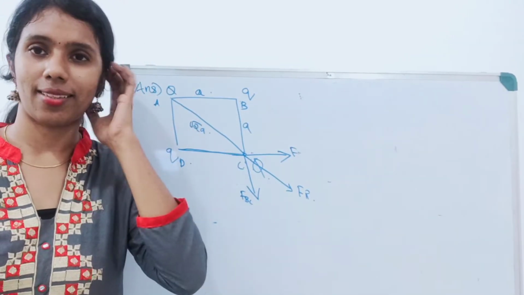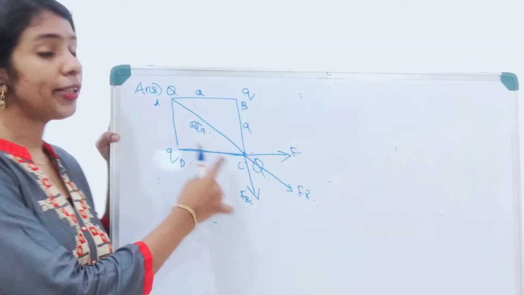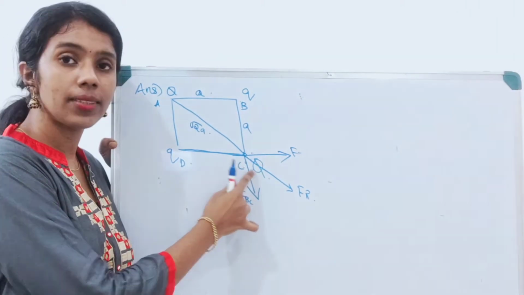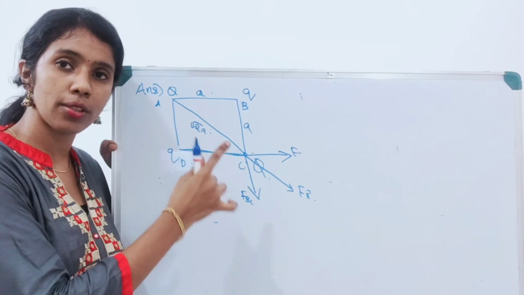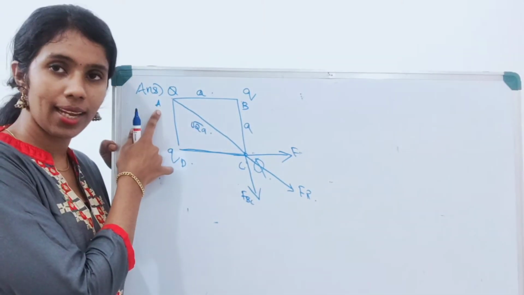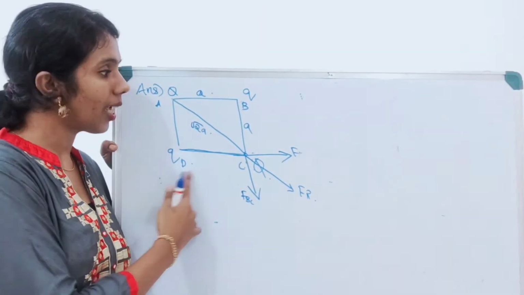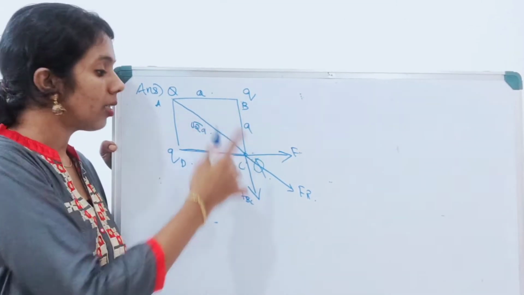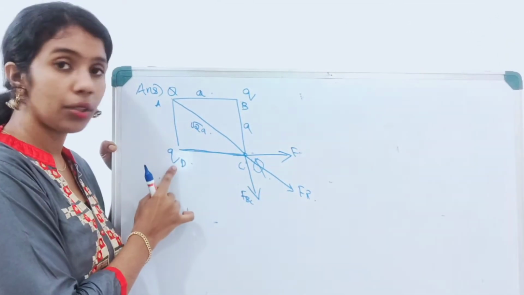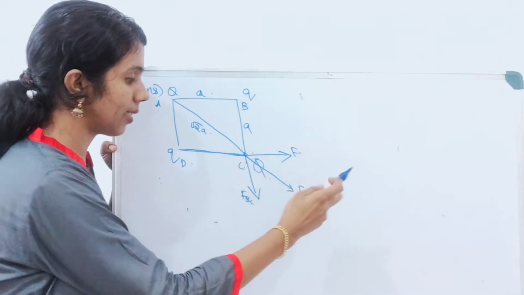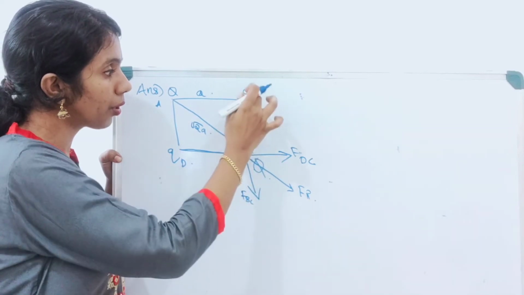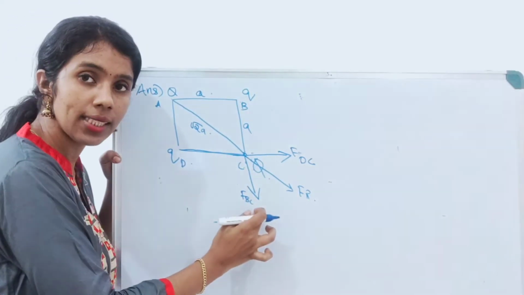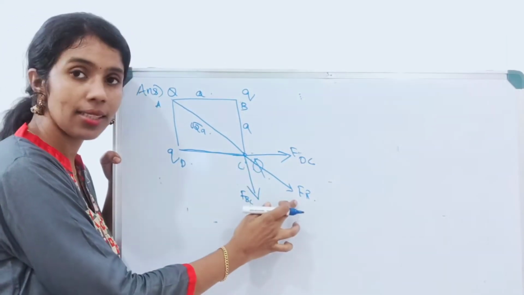Here is the solution for the question. We are going to find the force experienced by the charge which is kept at C. This charge experiences a force due to plus Q which is kept at A, and Q kept at D, and this Q kept at B. So, force due to Q at D is FDZ which is along DZ. Force due to Q at B is FBZ which is along BZ. So, the resultant force is Fr.